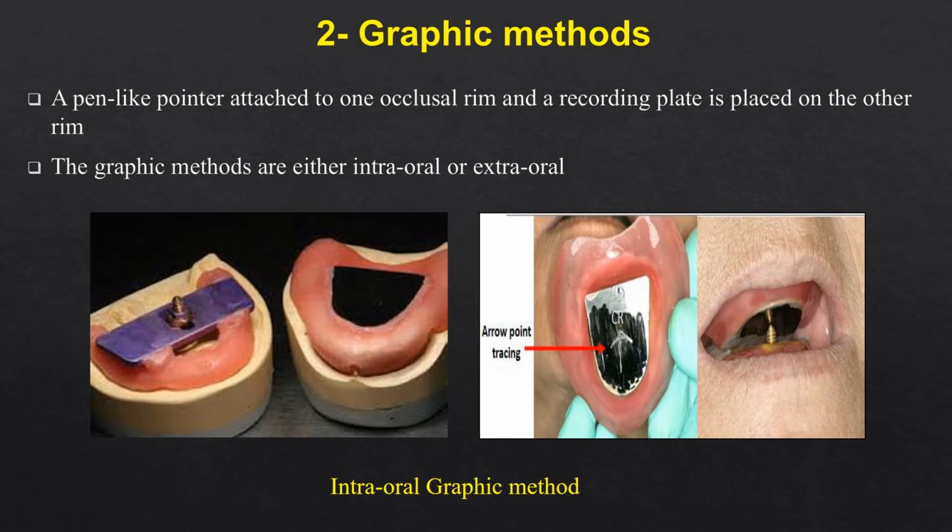Graphic method. In this method, we use graphs or tracings to record the centric relation. The general concept of this technique is that a pen-like pointer is attached to one occlusal rim, and a recording plate is placed on the other rim. The plate is coated with carbon or wax on which the needle point can make the tracing. When the mandible moves in the horizontal plane, the pointer draws characteristic patterns on the recording plate. The graphic methods are either intraoral or extraoral.